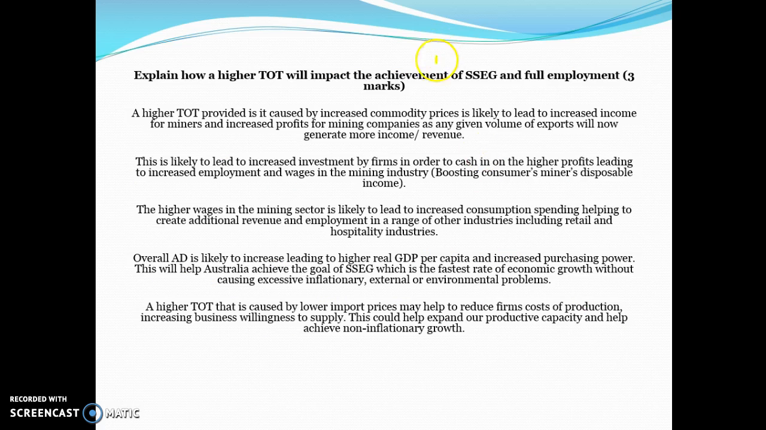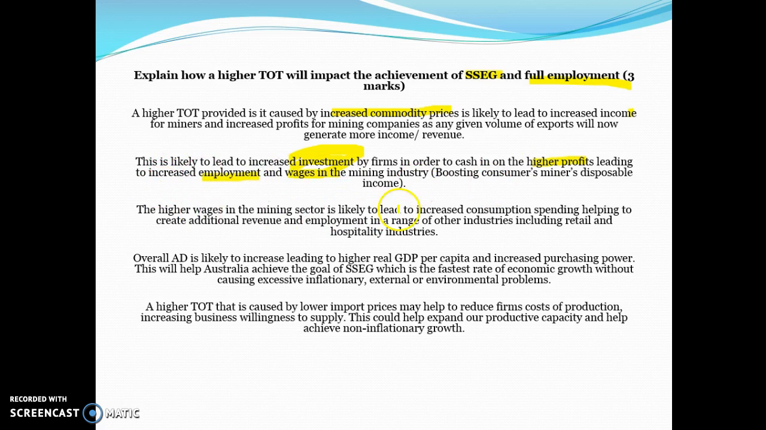Explain how terms of trade impact strong and sustainable growth and full employment. Okay, mention that it's caused by increased commodity prices and how that leads to increased incomes for miners. This is likely to lead to increased investment. There's the big one, investment. Make sure you talk about that, because firms know they're going to get higher profits. This leads to increased employment and wages, this increased investment.